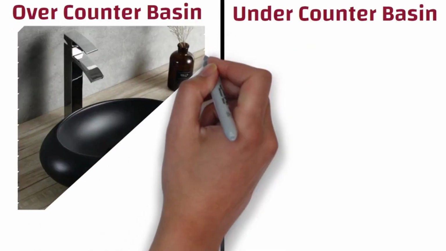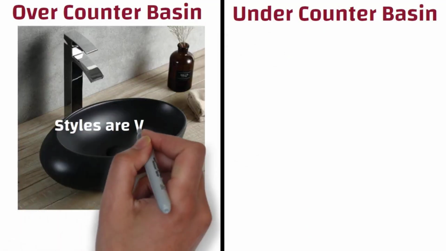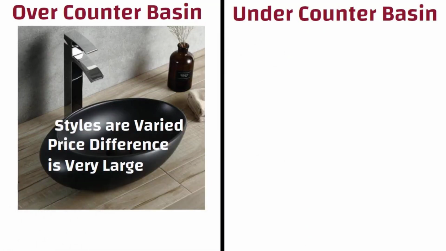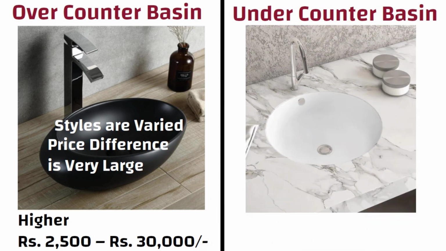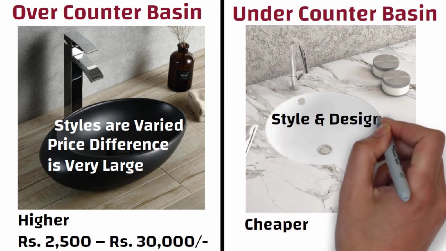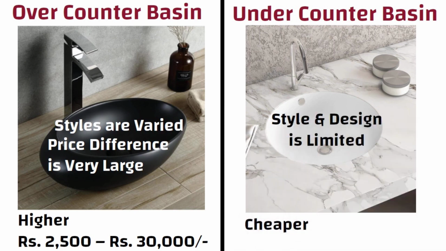Price. The styles of above-counter basins are varied and the price difference is very large. The overall price of above-counter basin is higher than the under-counter basins. The price ranges from 2500 rupees to 30,000 rupees. Whereas the price of under-counter basin is much cheaper than over-counter basin because the style and design of the under-counter basin is limited by conditions, and the price ranges from 2000 rupees to 10,000 rupees.